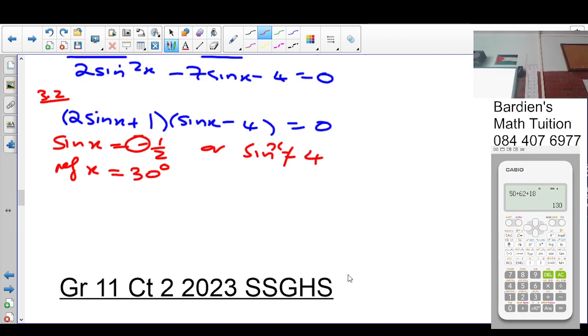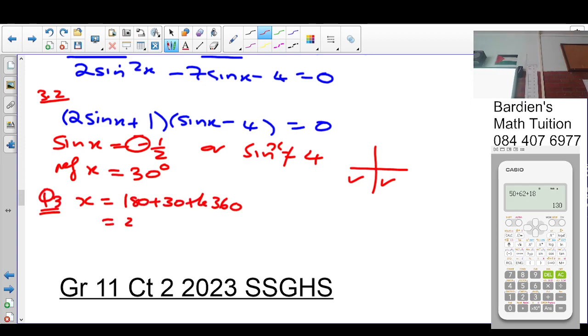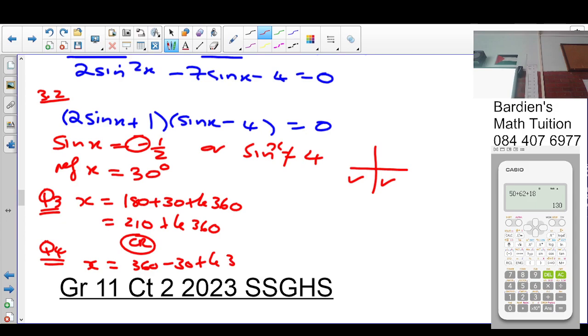So which question comes to mind? In which quadrant is sine negative? Quadrants 3 and 4. So in quadrant 3, x is equal to 180 plus 30 plus k times 360, which is 210 plus k times 360. In quadrant 4, x is equal to 360 minus 30 plus k times 360. So x is equal to 330 plus k times 360, where k is an element of the integers.